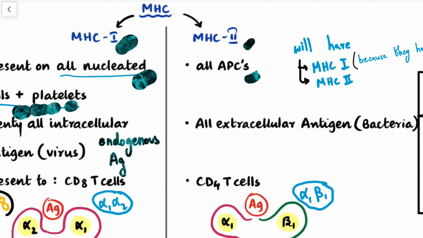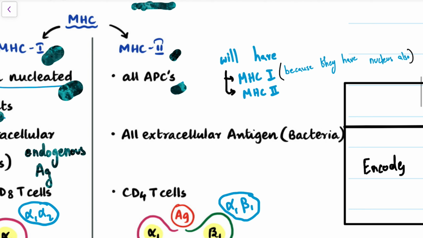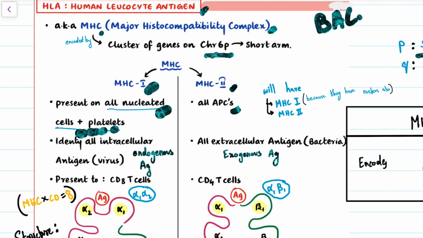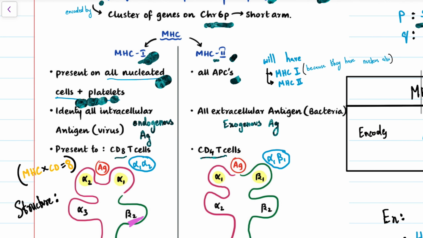Okay, and MHC class 2 catches the extracellular antigen, also known as the exogenous antigen. And by the rule of 8, MHC class 1 presents its antigen to the CD8 positive T cells, and MHC class 2 presents it to the CD4 positive T cells. As here is the rule of 8, which is MHC into CD is equal to 8.